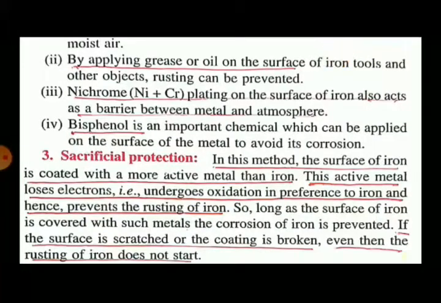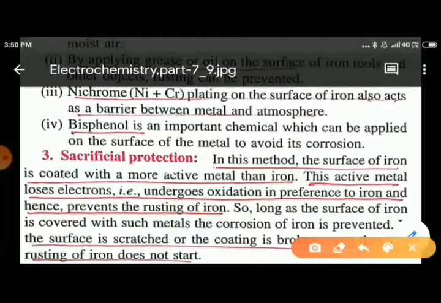Nichrome, that is nickel plus chromium, plating on the surface of iron also acts as a barrier between metal and atmosphere. Bisphenol is an important chemical which can be applied on the surface of metal to avoid corrosion. So these are some coating processes of metal so that corrosion can be prevented.